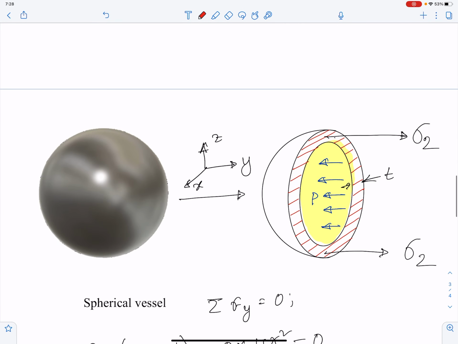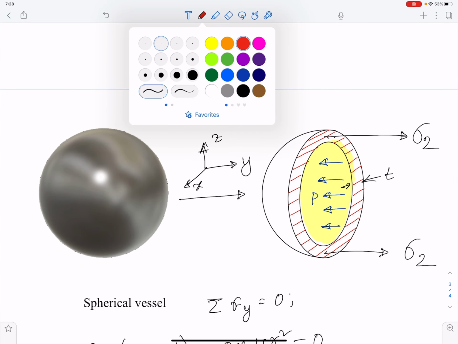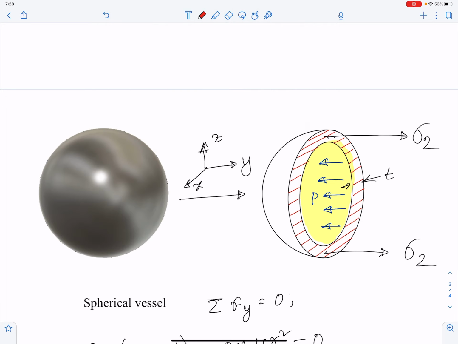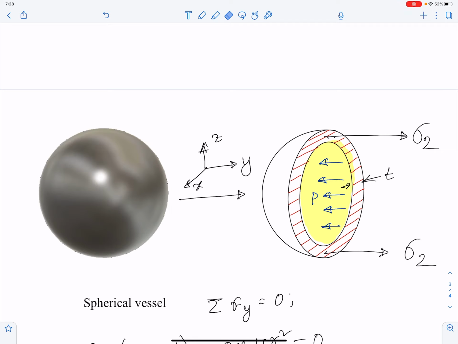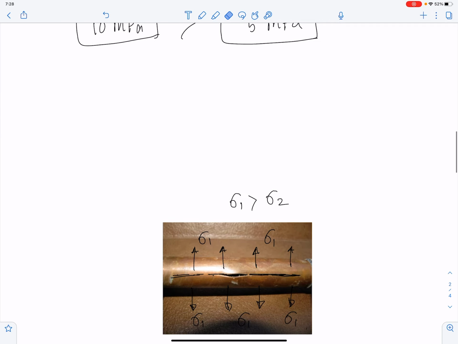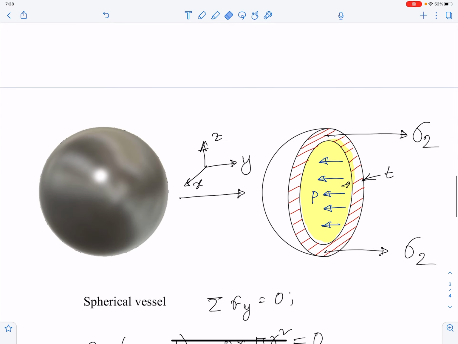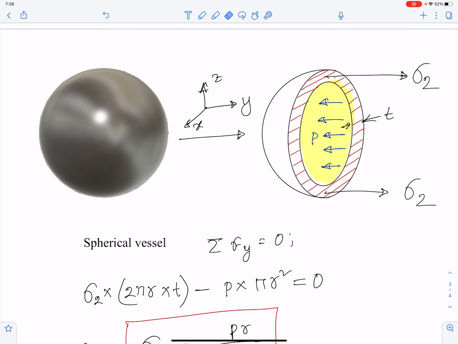And also in this type of structure, if we keep increasing the internal pressure, then we cannot really say which direction it is going to fail, because there is no sigma 1, so it can fail in any direction, right? So now we know the expressions for the cylindrical pressure vessel and also the spherical pressure vessel.